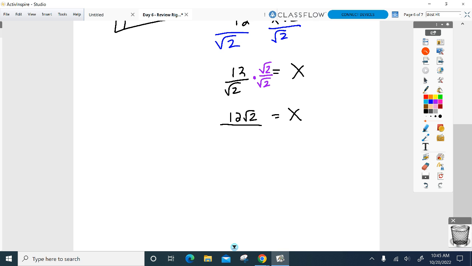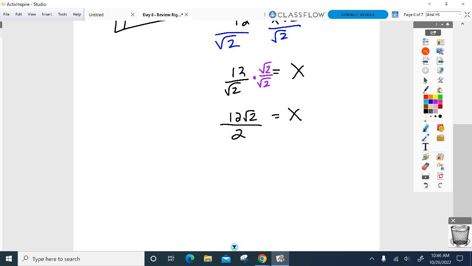Anybody remember this trick? A radical times itself? No, not 1. Try it out on your calculator: radical 2 times radical 2. Anytime you multiply a radical by itself, you get the number underneath the radical. So over 2. And I'd really love to go to the next problem, but we're still not simplified enough.